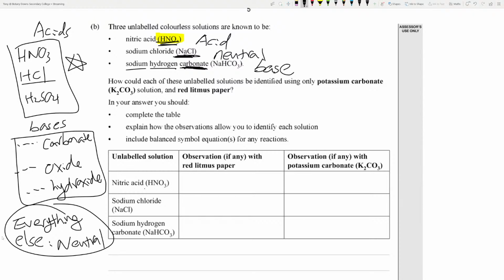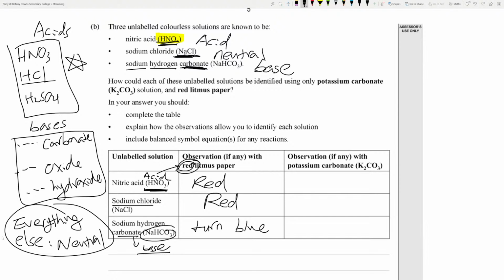Okay, all right, back to where we were. So we know this is an acid, and then you can see here red litmus paper. An acid will only turn litmus paper red, I mean blue litmus. So this is neutral. Neutral doesn't change the litmus paper color. This is a base. When you put a base with red litmus paper, this will turn blue.